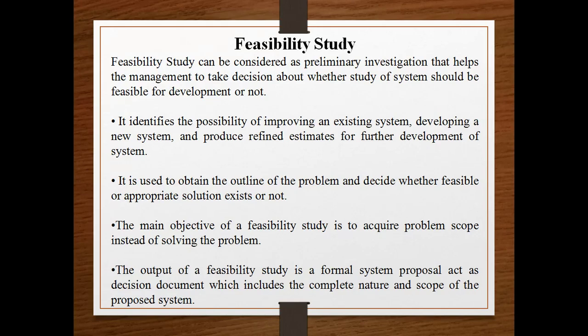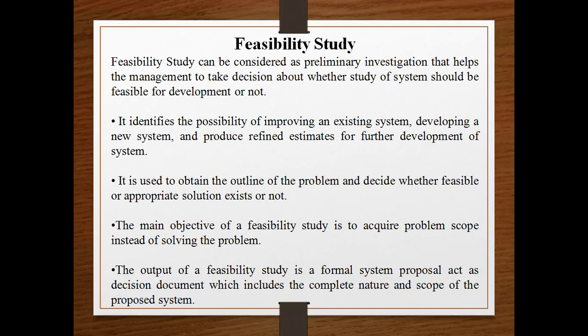Third, it is also used to obtain the outline of the problem and decide whether a feasible or appropriate solution exists or not. It is going to identify the problem and then decide whether a feasible or appropriate solution exists. Should we go ahead with the system or not? The main objective of feasibility study is to acquire the problem scope instead of solving the problem. It is going to acquire the problem of the system, it will not guide you how to solve the problem.